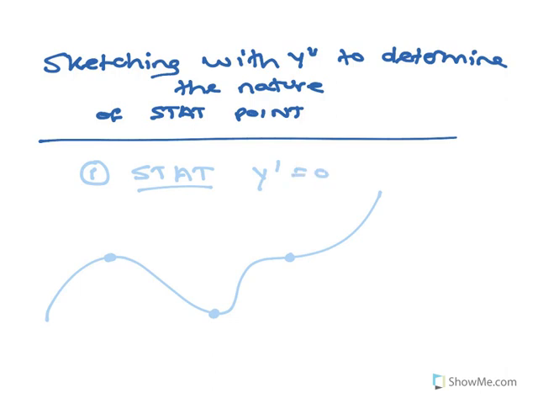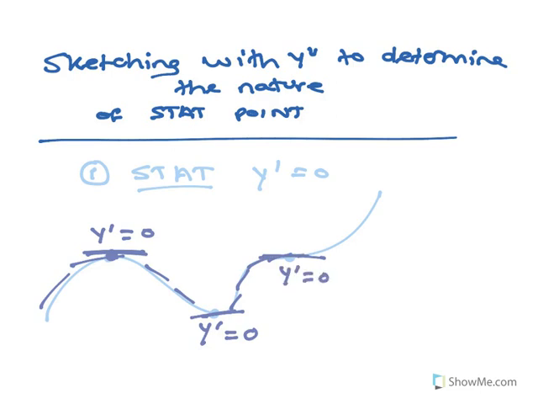Now, if you were to look along this curve, where the gradient of the tangent that touches the curve equals 0, that would be at this point here, then it goes negative, then it goes there, and then it goes positive. And at this point here, y dash is also equal to 0. And then the gradient goes positive.